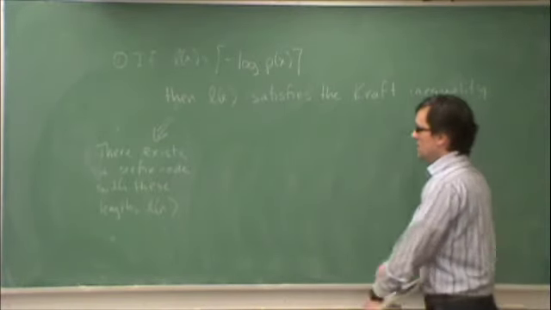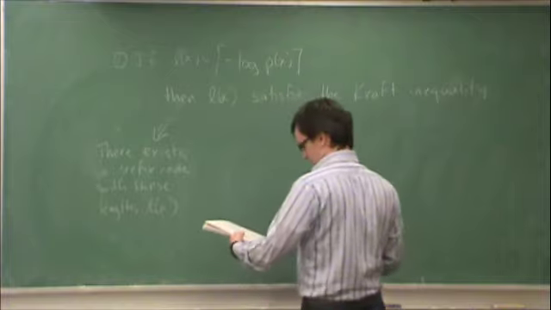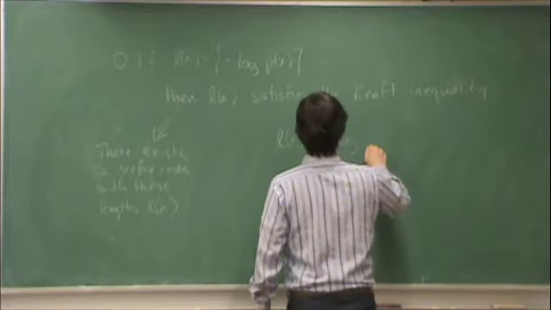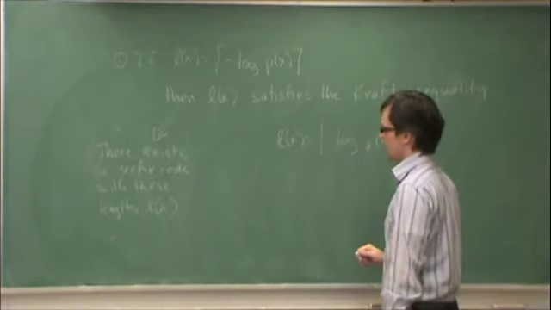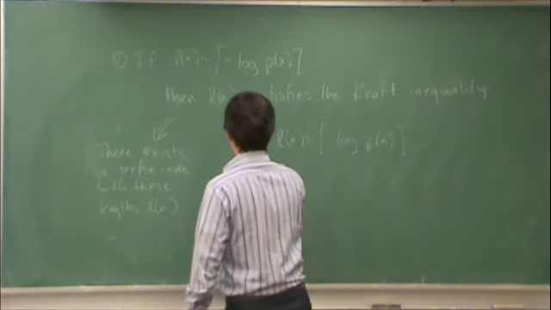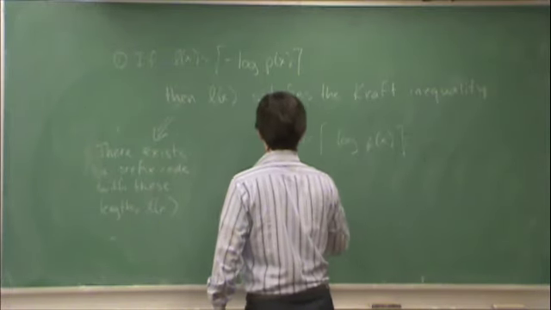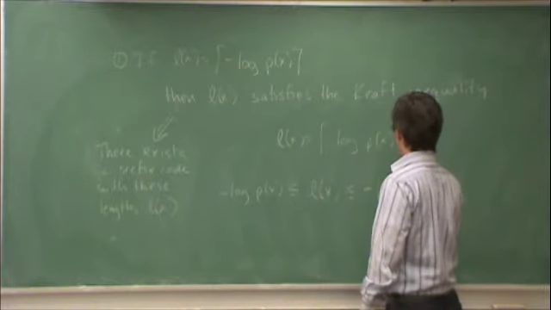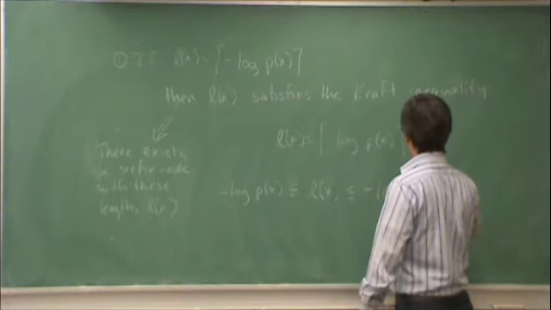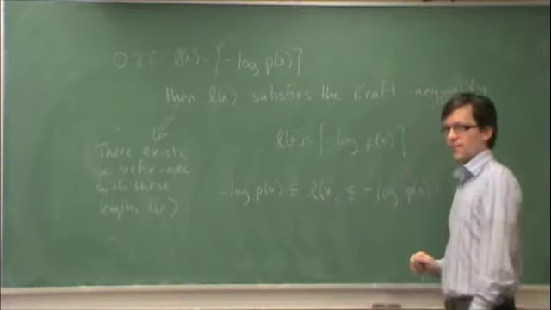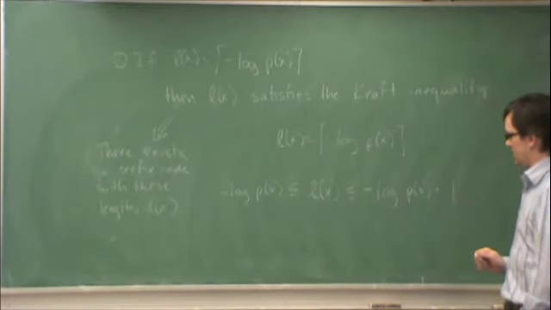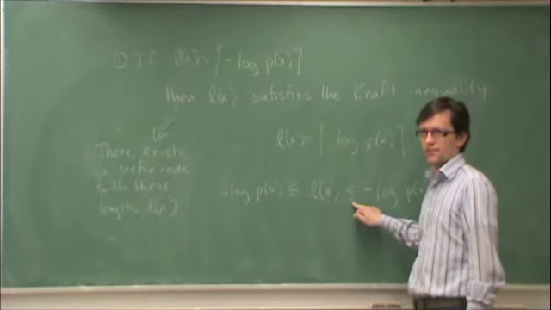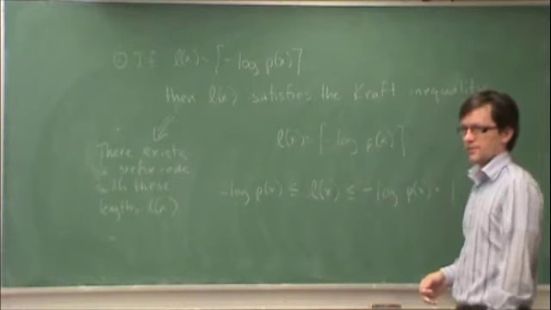So what do we know about the length now? We know that L of x is equal to ceiling of minus log p of x. So therefore, minus log p of x must be less than or equal to L of x, which is less than or equal to minus log p of x plus 1, from the definition of ceiling. Actually, in this direction, I think it's just less than, but let's just keep the less than or equal to.